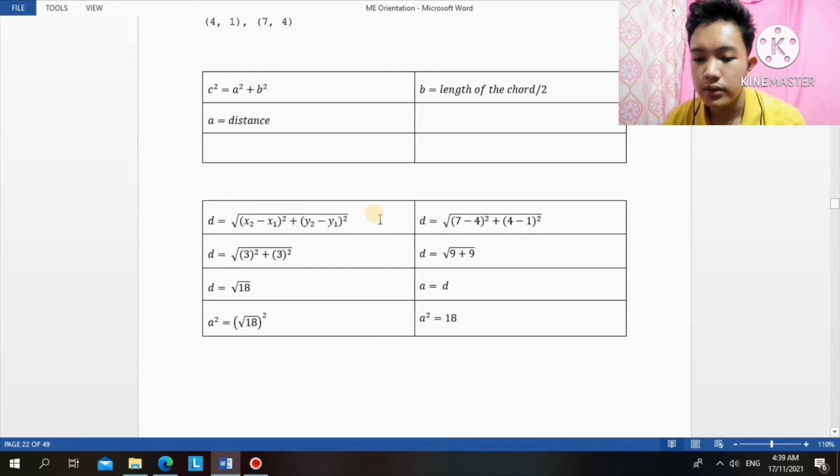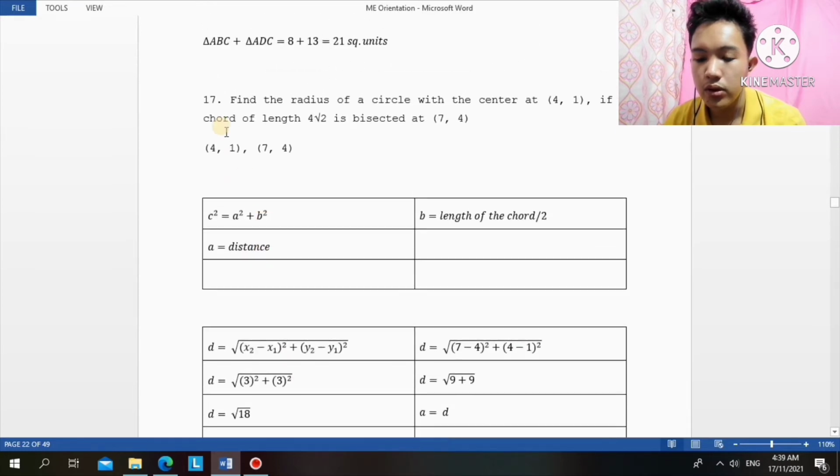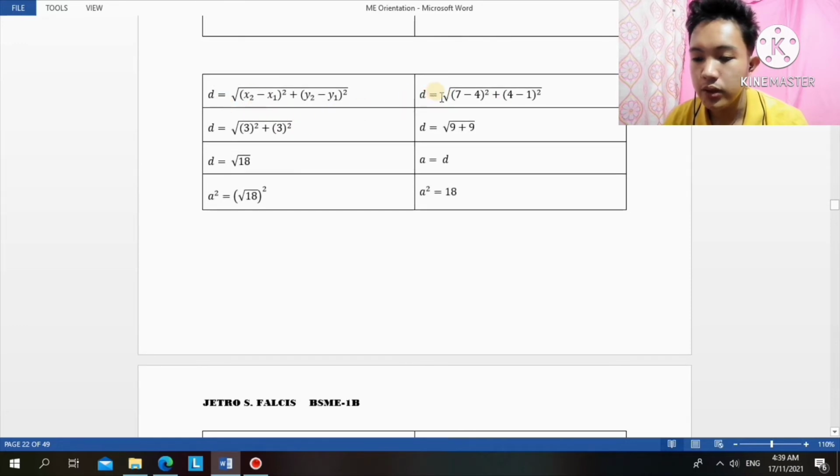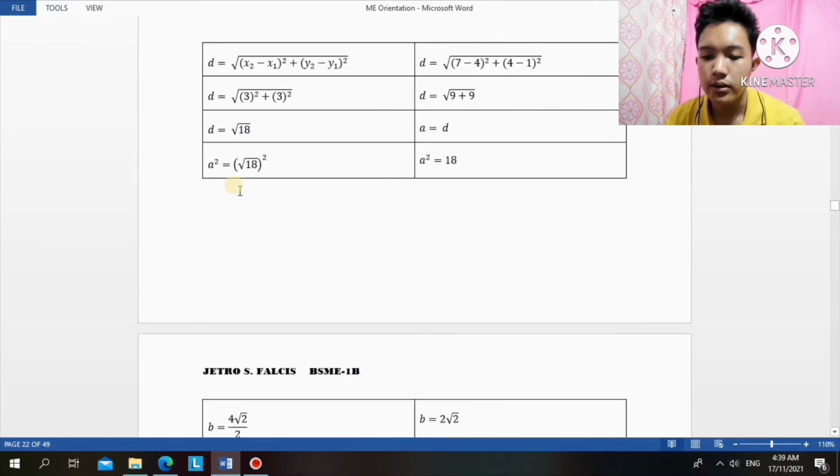First, let's solve the distance. So, our x sub 1 is equals to 4, y sub 1 is equals to 1, x sub 2 is equals to 7, and y sub 2 is equals to 4. So, distance is equals to the square root of 7 minus 4 raised to 2 plus 4 minus 1 raised to 2. So 7 minus 4 is equals to 3, and 4 minus 1 is equals to 3. So 3 raised to 2 is equal to 9, and 3 raised to 2 is equal to 9. So 9 plus 9 is equals to 18. So distance is square root of 18. So A is equals to distance. So our A is equals to square root of 18.